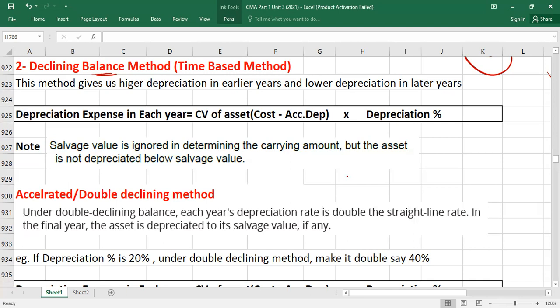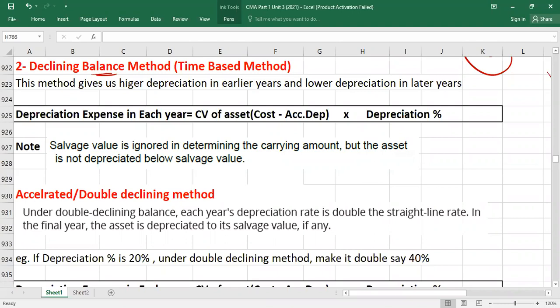Right? Under straight line, under declining balance method. Declining balance method is also called written down value method. It is also called reducing balance method. And this is the only method in which we will calculate the depreciation based on carrying value, not based on depreciable base. Based on what? Carrying value. Don't worry, I will explain.